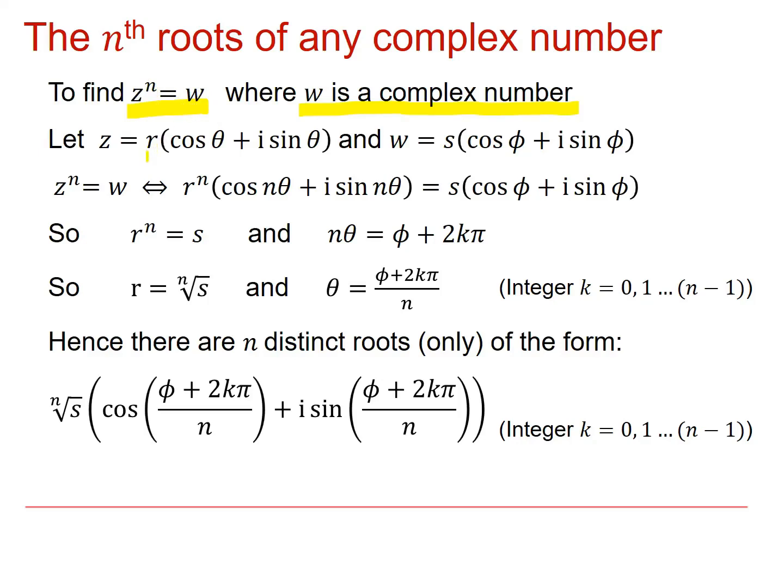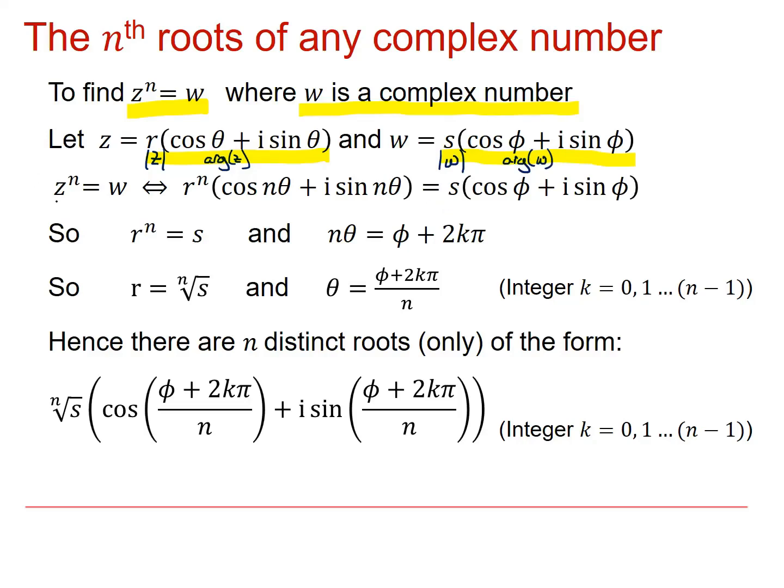If I allow z to equal r (cos theta plus i sin theta), and w to equal s (cos phi plus i sin phi), what I'm saying is that the modulus of z is equal to r, and the argument of z is equal to theta, and likewise the modulus of w is equal to s, and the argument of w is equal to phi.